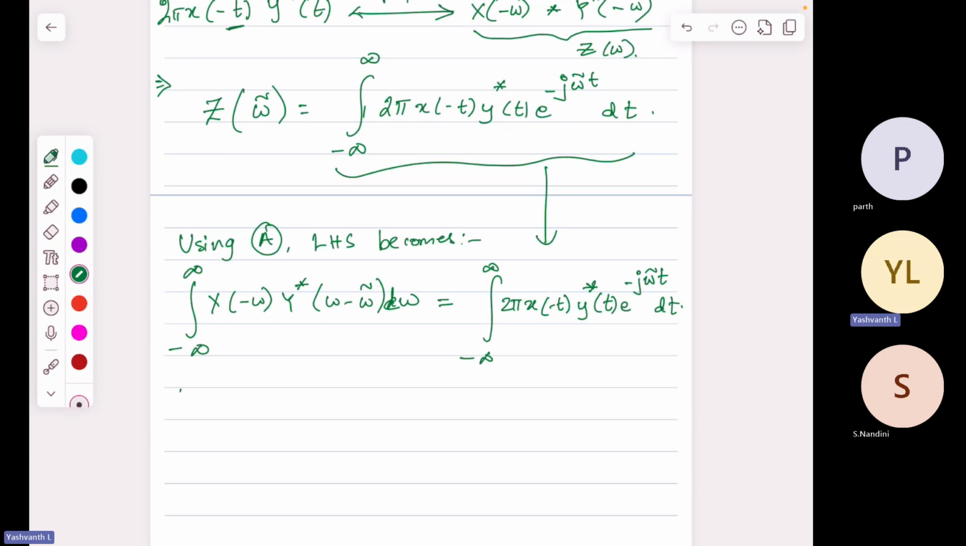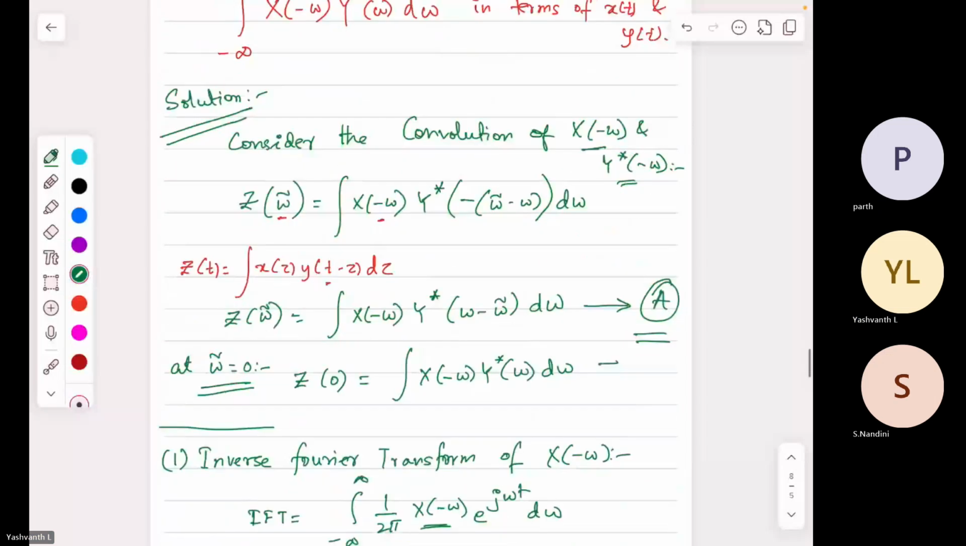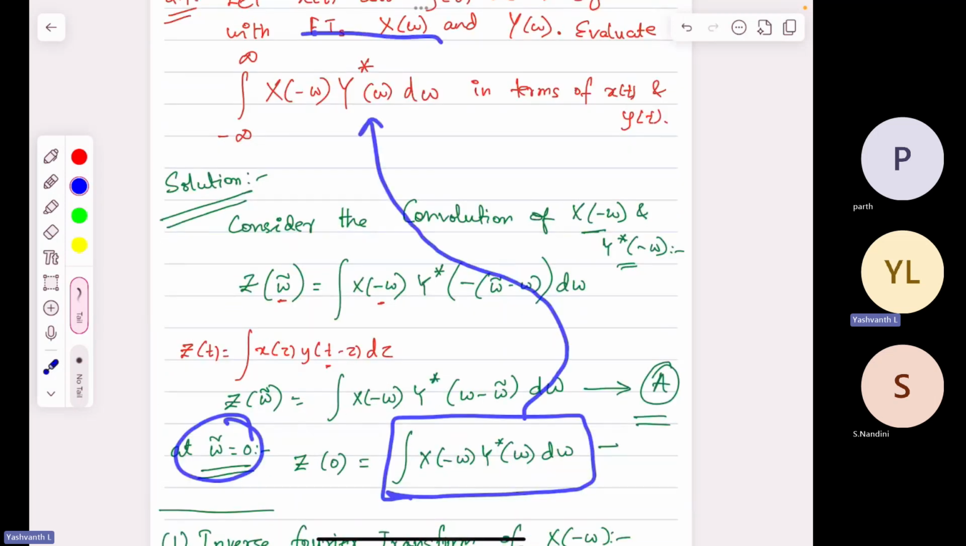Now what should we do? Put omega tilde equal to 0, because that's what we wanted, right? You go back and see. When we set omega tilde equal to 0, the convolution becomes this, and this is exactly what we want in the question also.